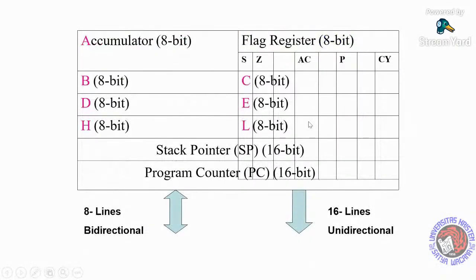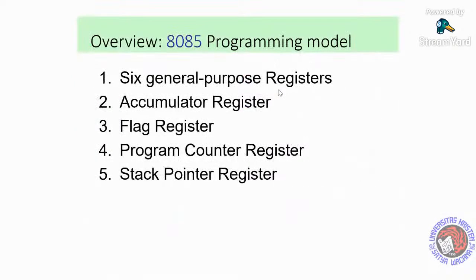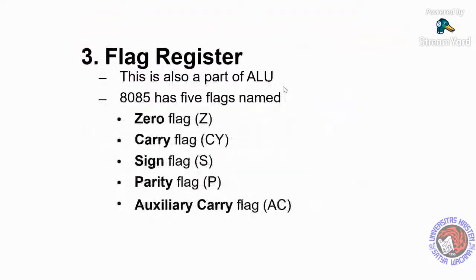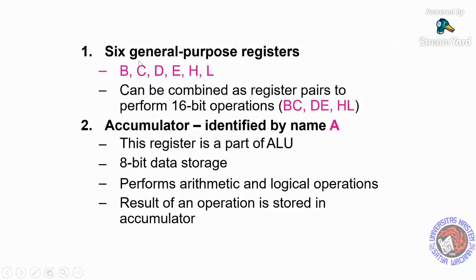And then this is the accumulator. This is the flag register that is affected by the accumulator. We have six general purpose registers: B, C, D, E, H, L. And then we have an accumulator, which is part of the ALU. This is 8-bit data storage, performs arithmetic and logical operations, and usually stores the result of the logical operation.